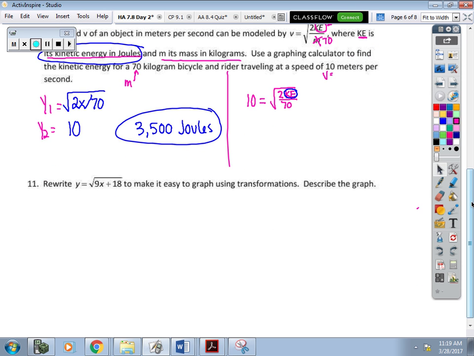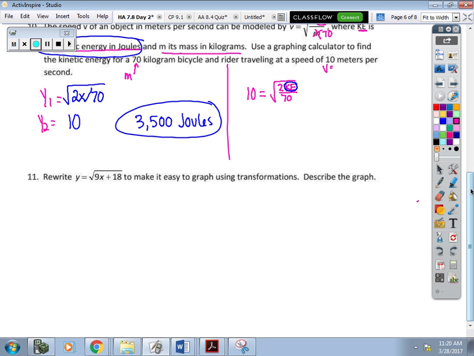Okay. So on your homework, I'll let you guys choose whichever way you'd like to do it. Obviously, I know many of you will find this way easier, but I would like you to still feel comfortable, at least, with doing it on the graphing calculator. Now, our last 2 questions ask us to rewrite a square root equation to make it easy to graph using transformations. Now we're not going to graph it, we're just going to describe the graph in words.